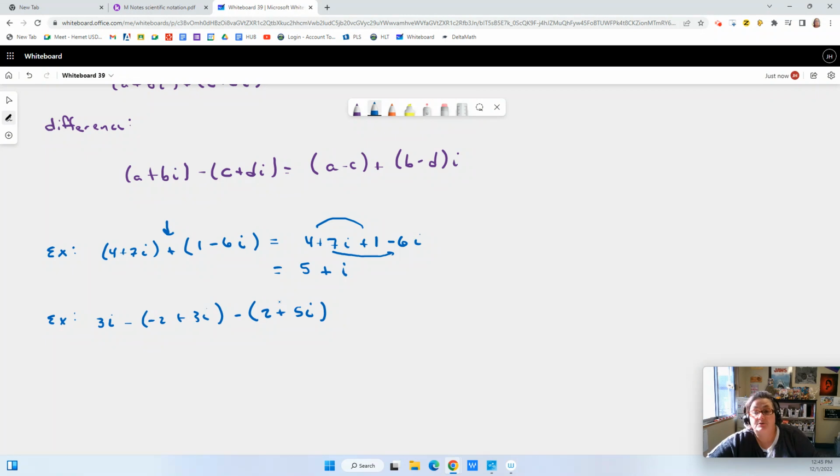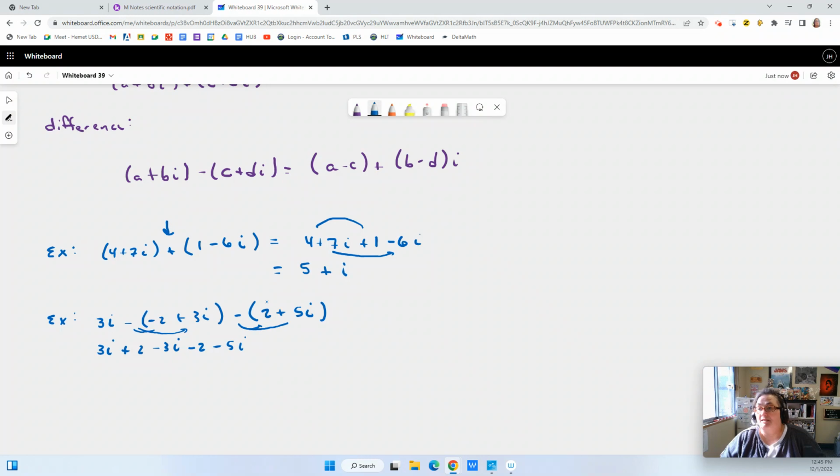We just have to distribute those negatives through, right? So this 3i right now would stay the same, right? But here I have minus minus 2. Well, that becomes plus 2 minus 3i, right? And we've taken care of that whole thing, but I have to distribute this negative as well. So that becomes minus 2 minus 5i. And now you can just combine all your like terms, right? This is the same thing that we would do if we were just dealing with an x variable at this point, right?